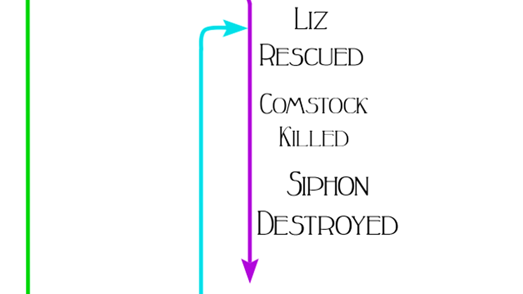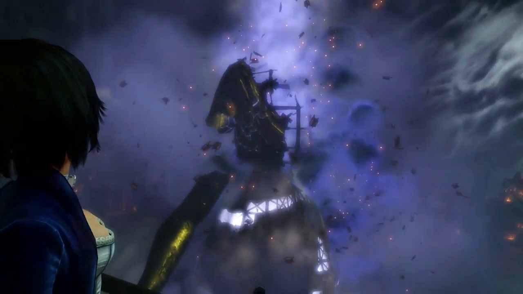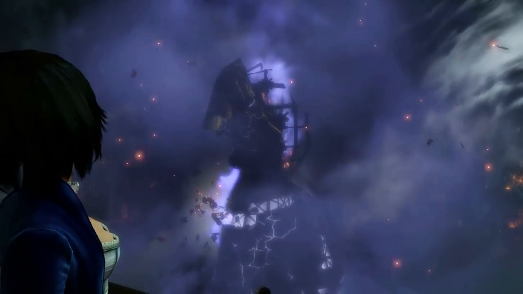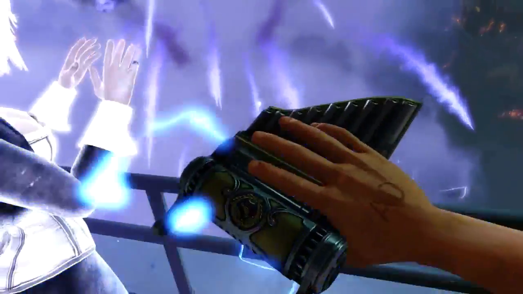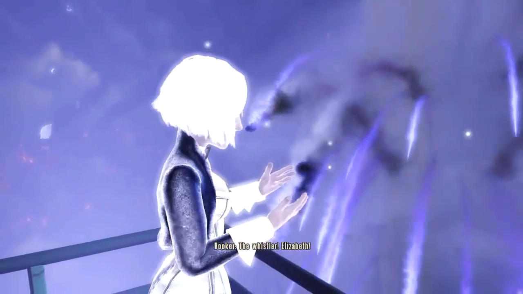Upon the destruction of the Siphon, Elizabeth again has her true capabilities unlocked and becomes seemingly omniscient and omnipotent. She sees all the dimensions and where they converge. She sees all the realities where Comstock rose to power and all the dimensions where Booker has failed to stop him, where her powers would eventually bring Armageddon.